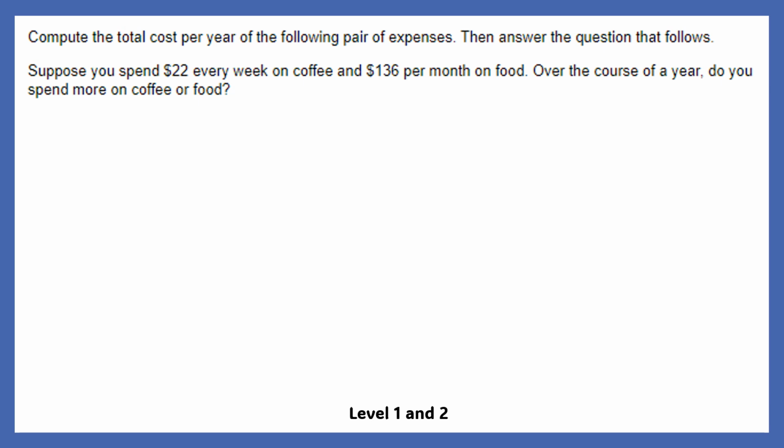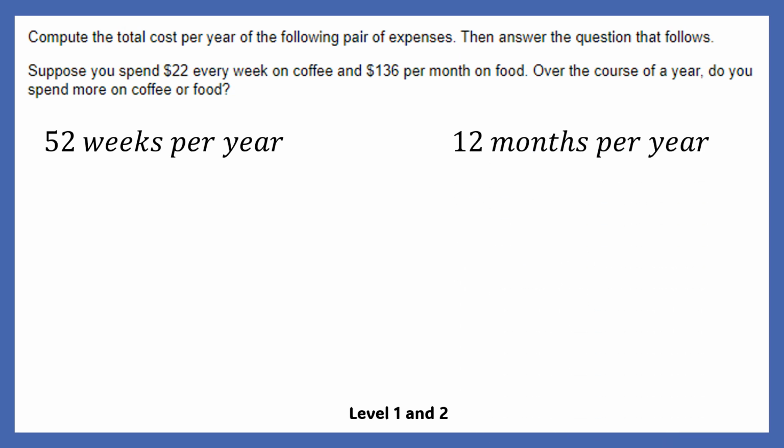The question says over the course of a year, so we're going to go ahead and scale both of them. We're going to take into account that there are 52 weeks per year and 12 months per year. And we're going to use those facts to scale those up. So $22 every week means 22 times 52 would tell me how much per year, and 136 per month means I'm going to do 136 times 12.